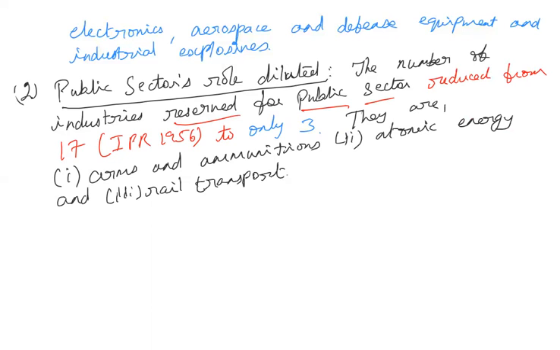Okay. And then apart from that, regarding the operation and the administration of the public sector units, the government has made so many changes because they are continuously incurring losses. So many changes have been made regarding the administration and the way the public sector should operate. So many changes have been made through this policy.